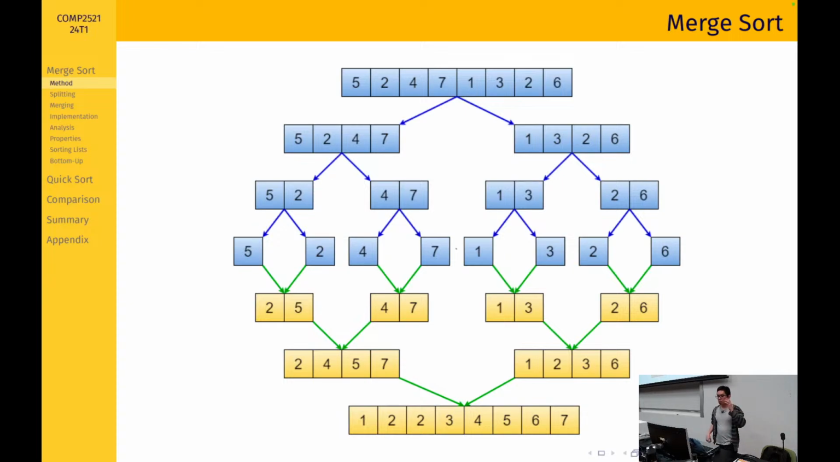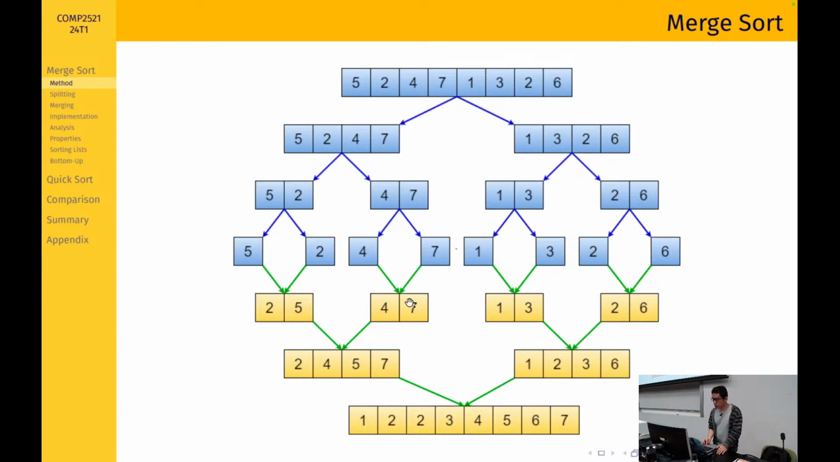Once you have subarrays containing 1 element, that's when you begin the merging process. So, for example, the 5 and 2 get merged into a sorted subarray containing 2 and then 5. The 4 and 7 get merged into 4, 7. The 1 and 3 get merged into 1, 3. The 2 and 6 get merged into 2, 6.